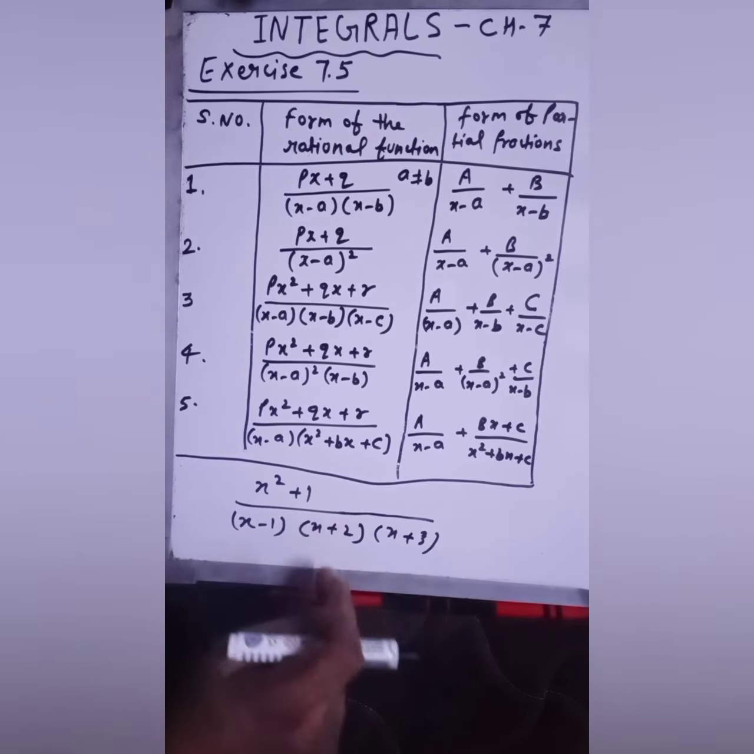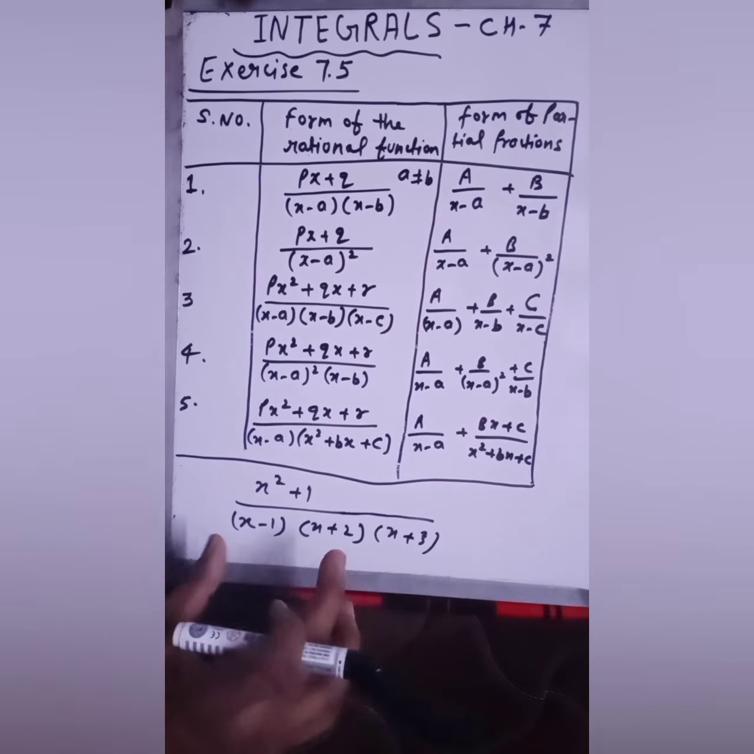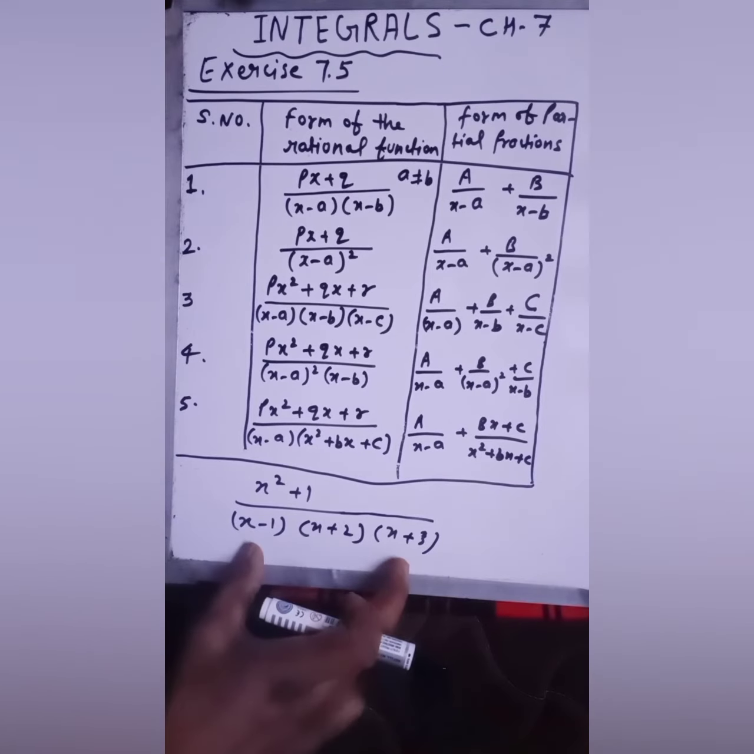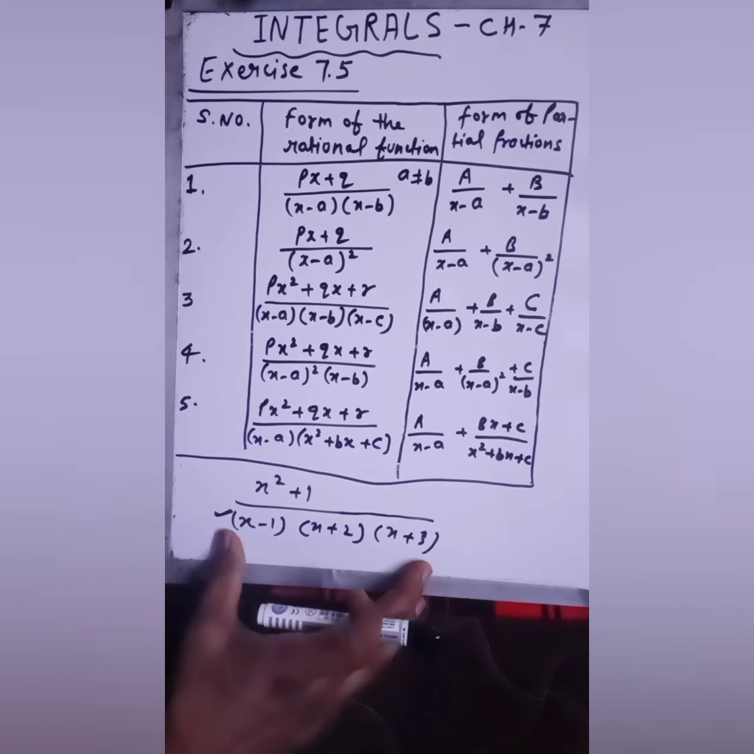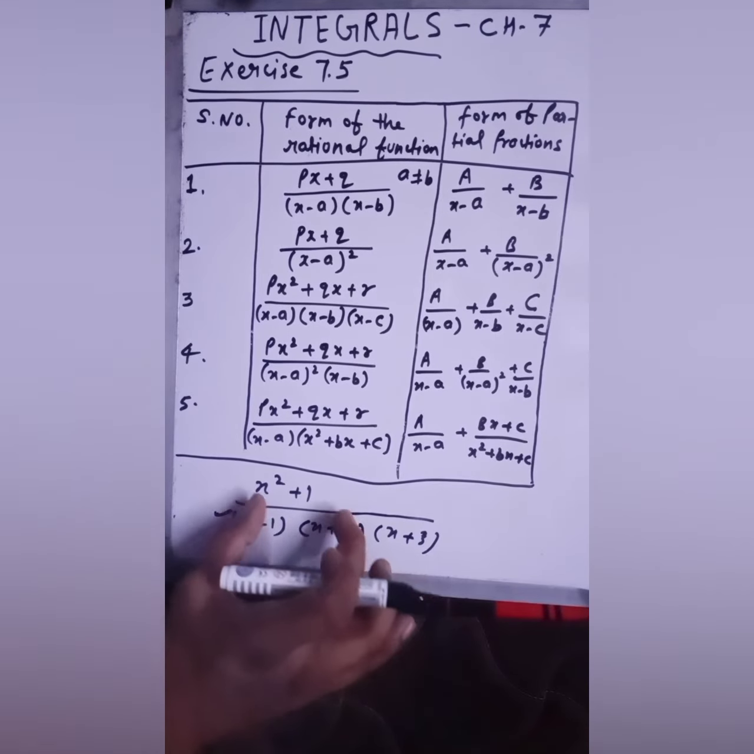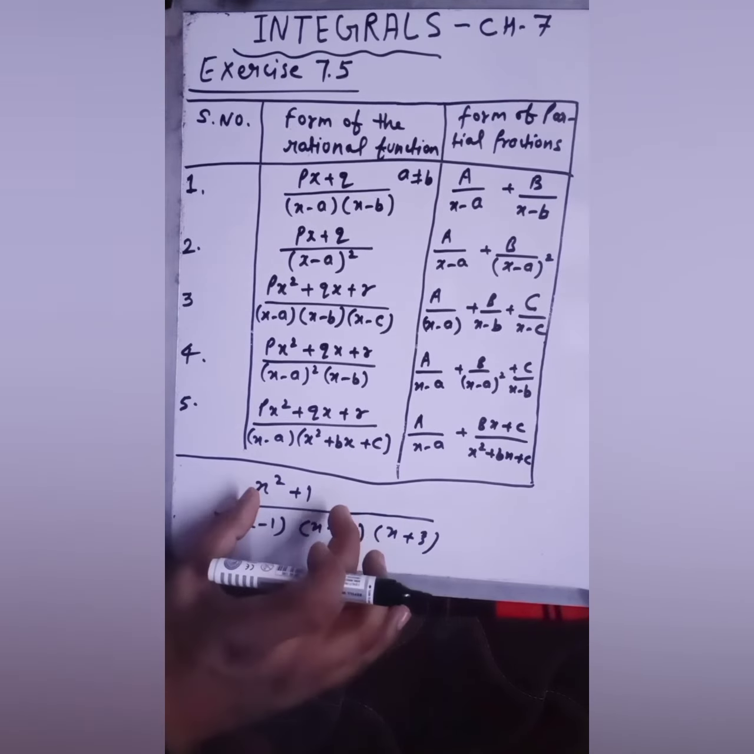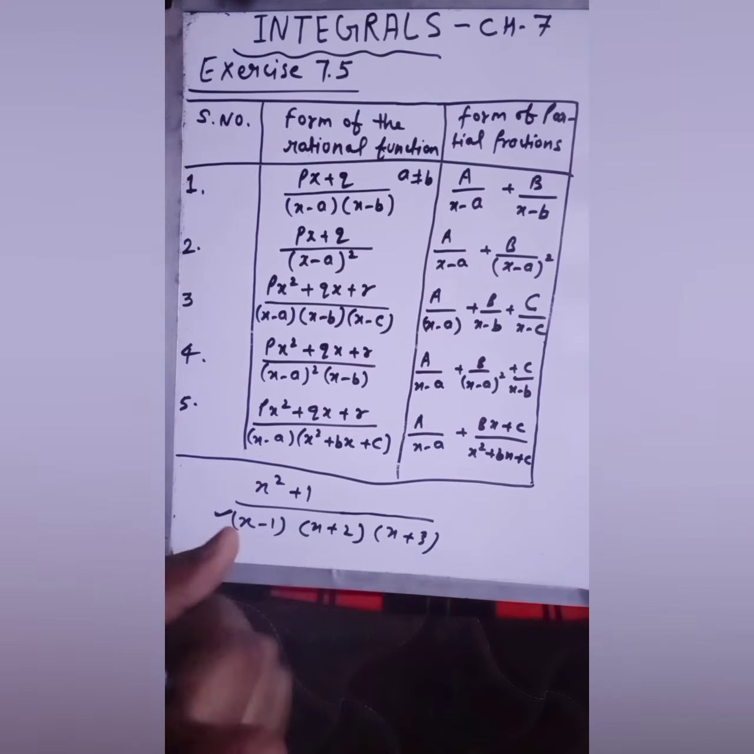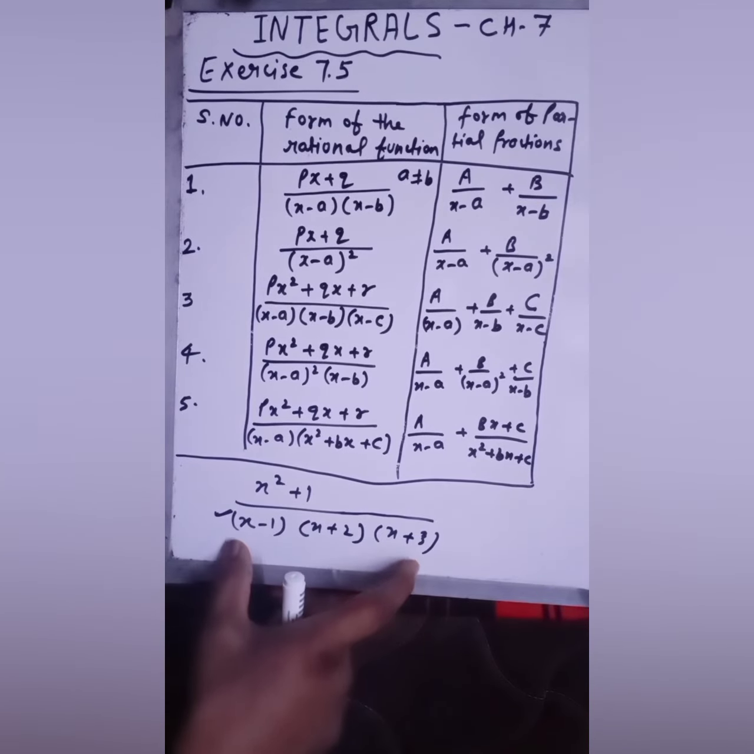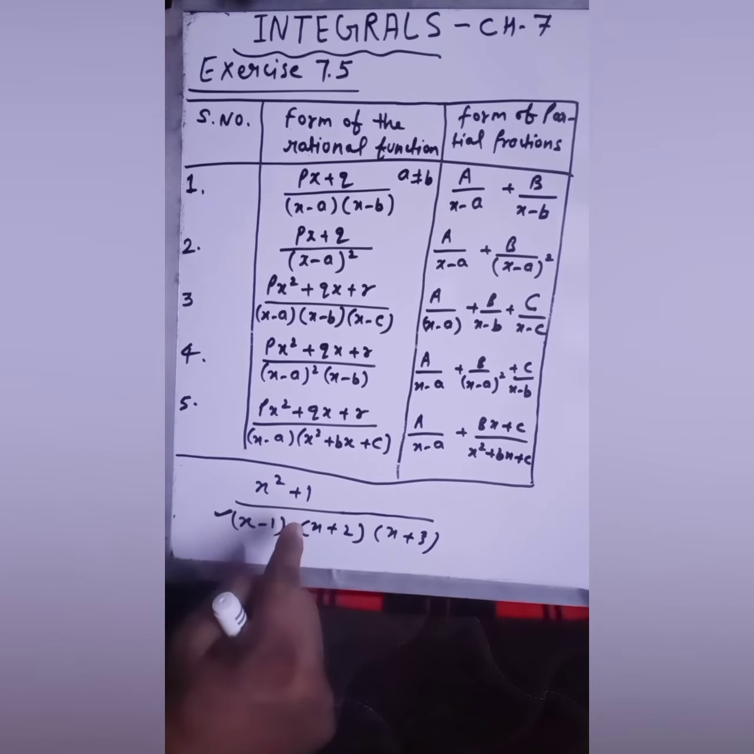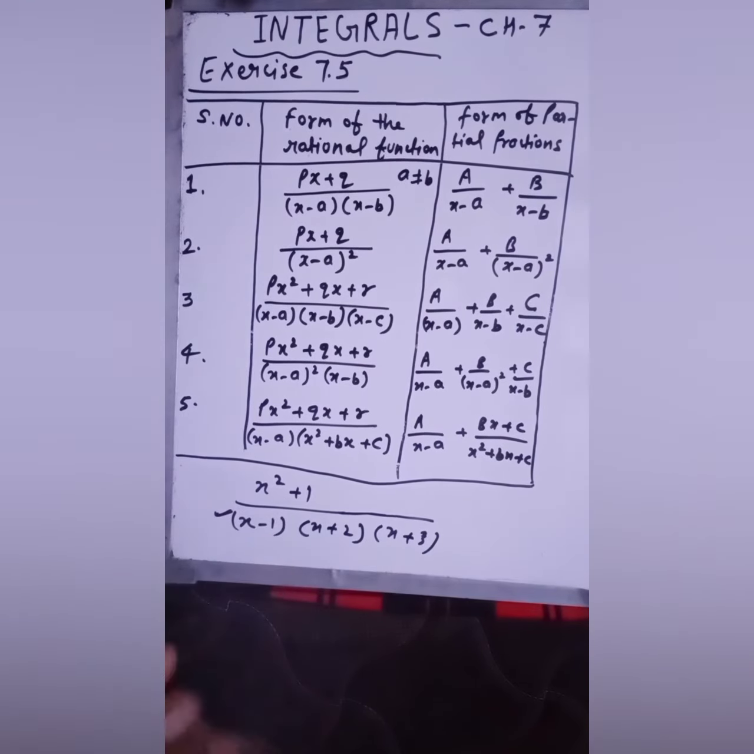this fraction must be a proper fraction. Proper fraction means what? The degree of the denominator, that means this one, must be greater than the degree of the numerator. This is your first point which you have to keep in your mind. The degree of the denominator must be greater than the degree of the numerator. If you get that kind of fraction, then you can directly apply partial fractions.